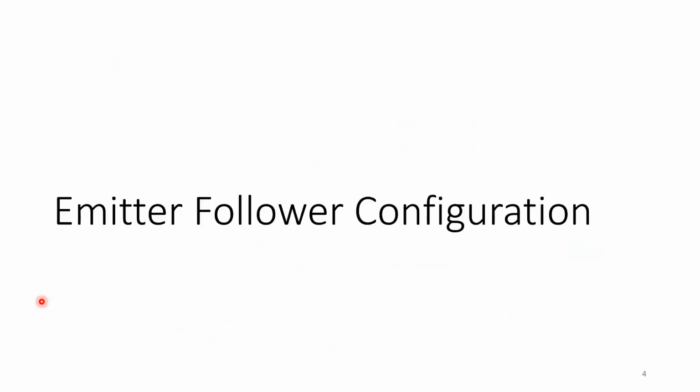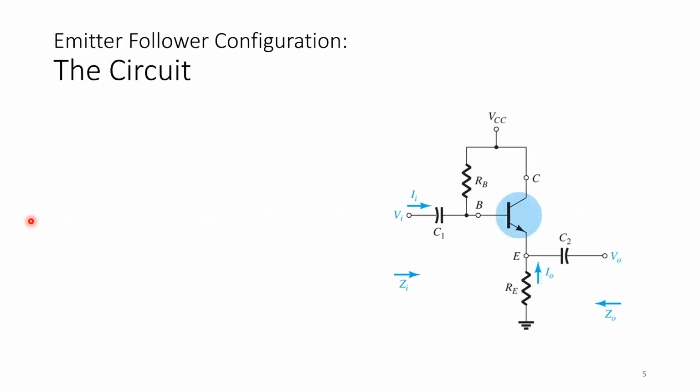Okay, so emitter follower configuration. We have covered emitter follower when we did DC biasing circuit. So what we are going to do now is, as we did with all the other subtopics in AC small signal analysis, look at the AC equivalent circuit and do the necessary analysis. Just to jog our memory, this was the circuit for emitter follower, but now we have drawn it with the input and output two-port network parameters, current and voltage notation.